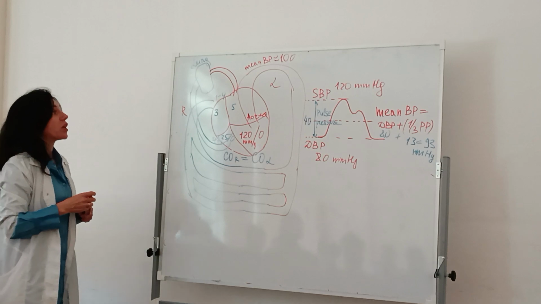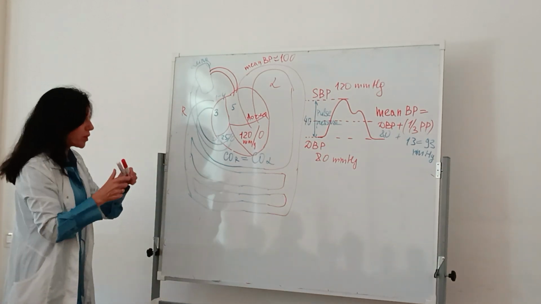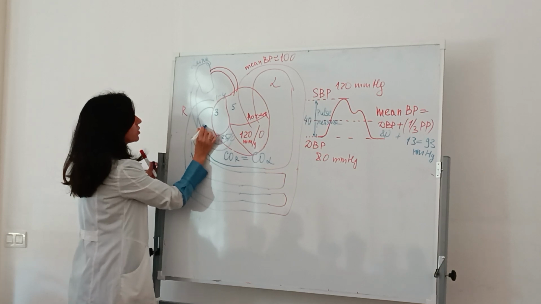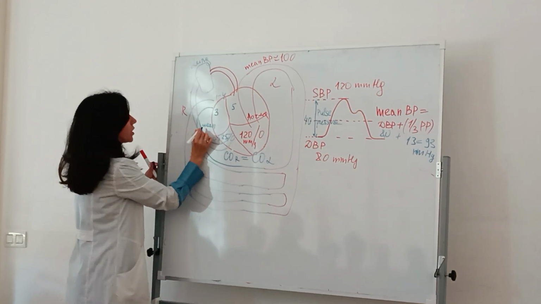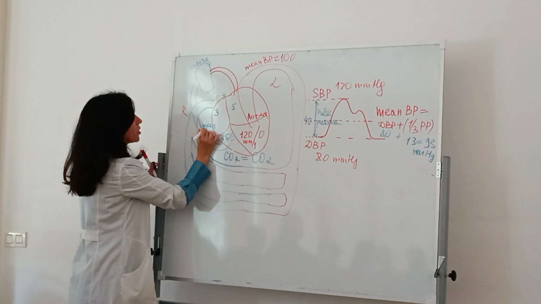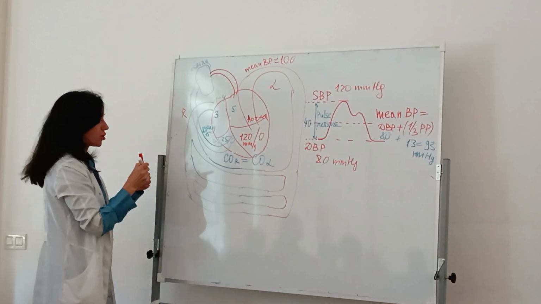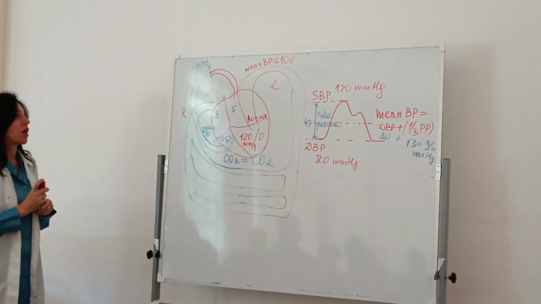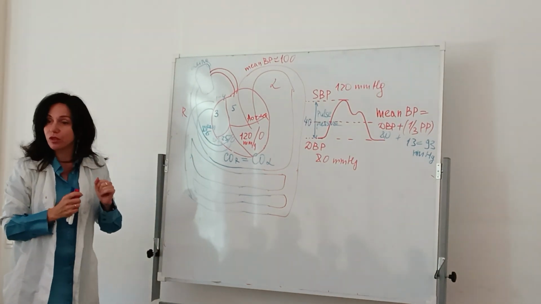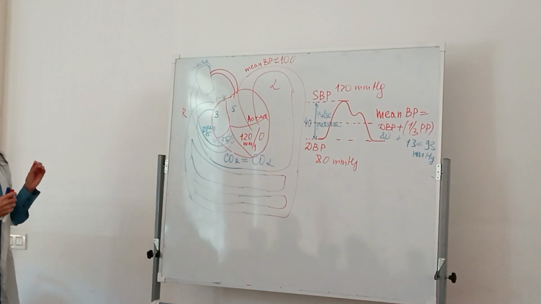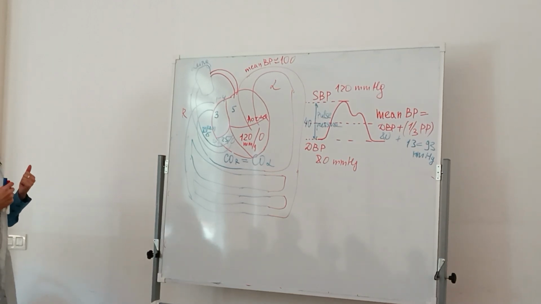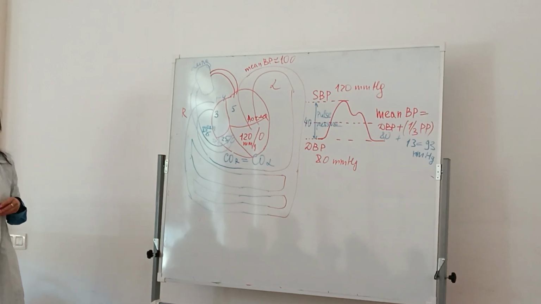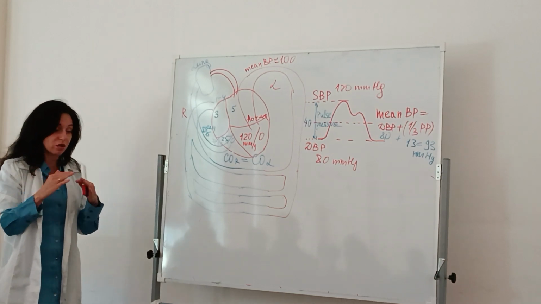What is the mean blood pressure in pulmonary circulation? Mean blood pressure here is about 50 millimeters of mercury, much lower compared to systemic circulation. Now, these are the principal numbers, important numbers for us. Then, next, a very important term.